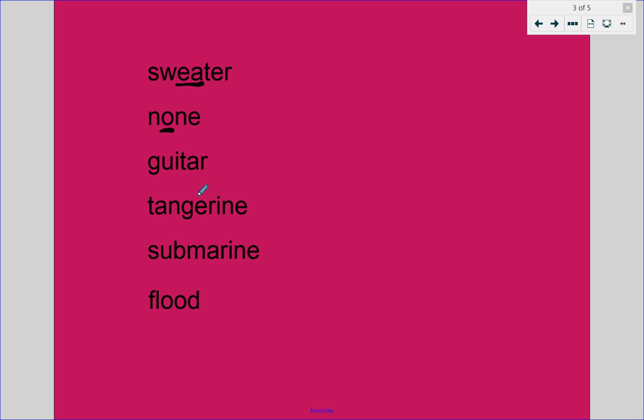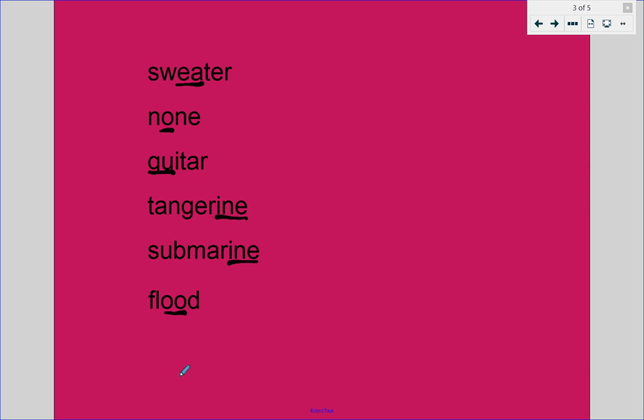Guitar. Alright, we don't hear that U at all, so it's the GU for guitar. How about tangerine or submarine? Both have the same situation. Yeah, it's the I-N-E, that sounds like the E sound, een. And then finally flood, with the sound with those double O's.